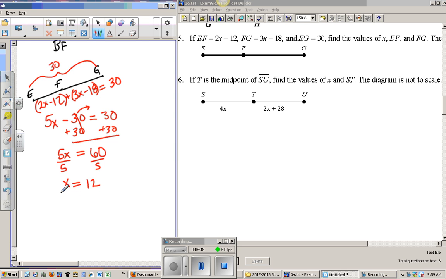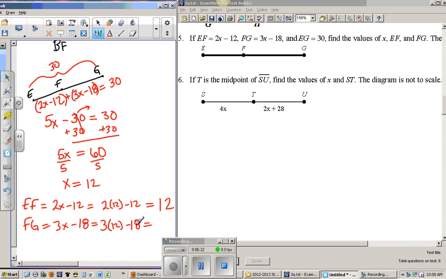Now, it doesn't just want x, though. Notice in our directions it says find the values of x, EF, and FG. EF is 2x minus 12, so I need to substitute in. If EF equals 2x minus 12, then I have 2 times 12 minus 12, or 24 minus 12, so EF equals 12. And then FG equals 3x minus 18. Substituting in, 3 times 12 minus 18 gives us 18. So we have found x is 12, EF is 12, and FG is 18. Those are the three values the question was asking for.